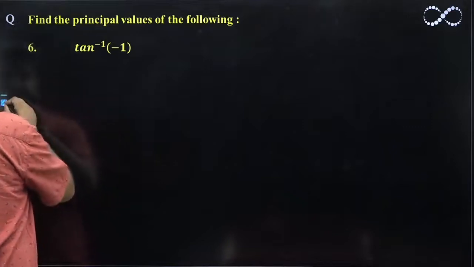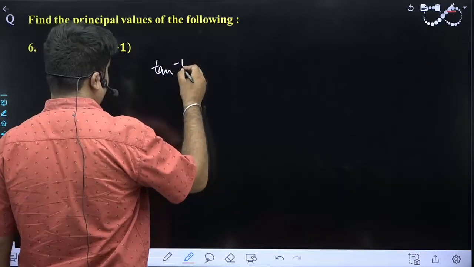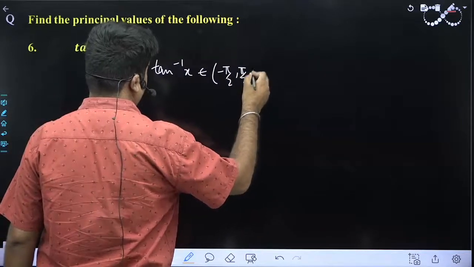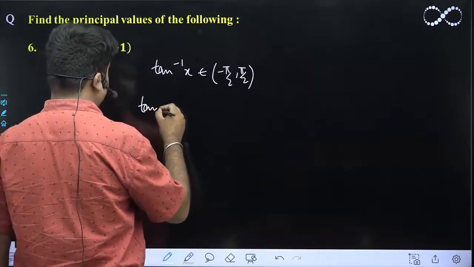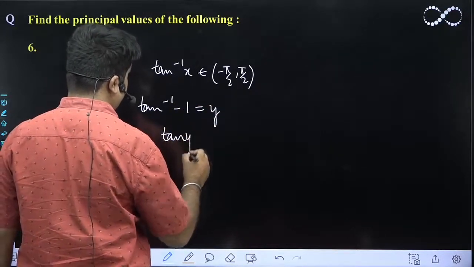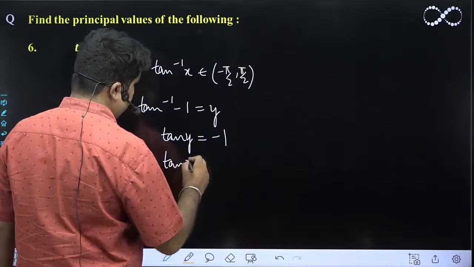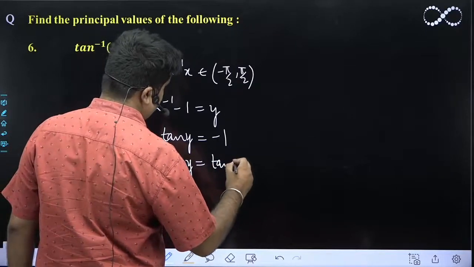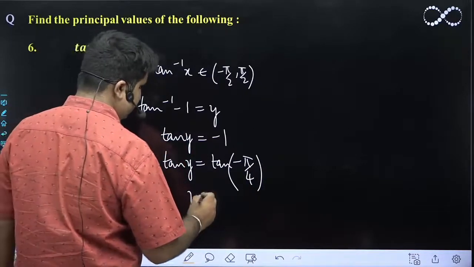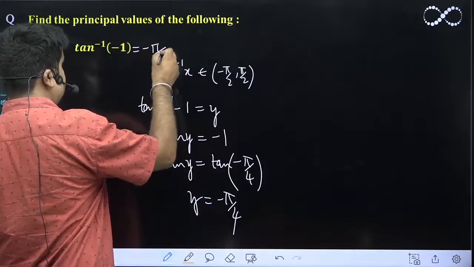The next problem is tan inverse minus 1. So we know tan inverse x lies between minus pi by 2 to pi by 2. So therefore if tan inverse minus 1 is equal to y, then tan of y is equal to minus 1, right? So this is possible at tan of minus pi by 4, right? Tan minus 45 degrees. So therefore y is equal to minus pi by 4. So this value is minus pi by 4.